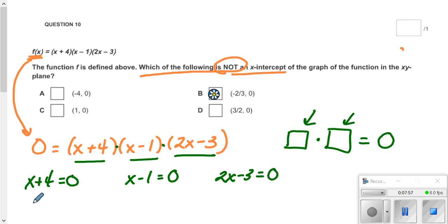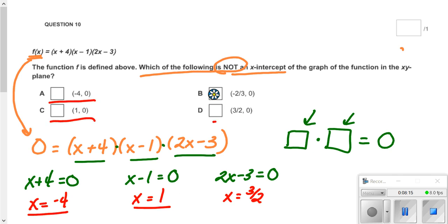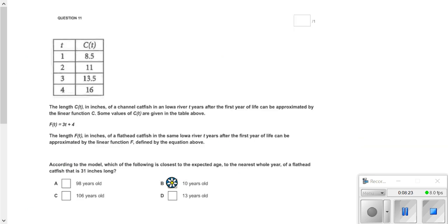If the first equation is true, then x is negative 4. This equation has a solution of x equals 1. And this equation has a solution of 3 over 2. You'd add the 3 and you divide by 2. So if you look at your answer choices, here's this one, here's this one, and here's this one. And they asked for which one was not. That's that guy. That one is not. I think that might have been a careless error situation.